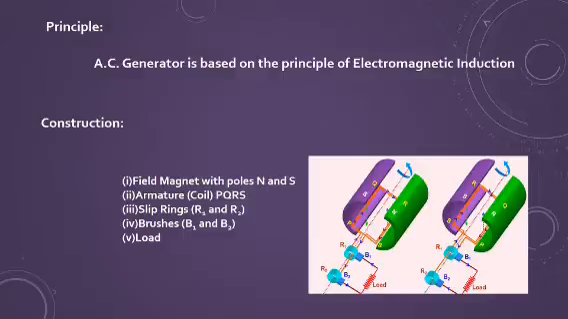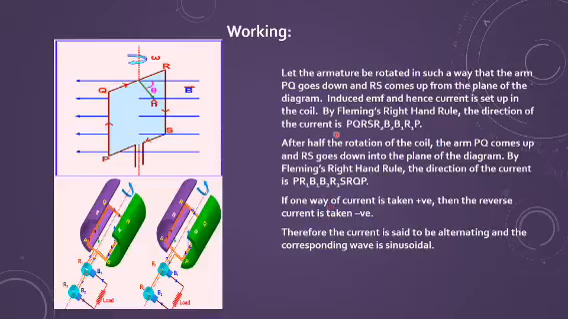Now, working. Even if you don't draw these magnets and these things, you can simply draw this simple diagram showing the armature coil and showing the poles of the magnet, or simply you can draw the magnetic field lines. Magnetic field is from N to S. So this is the direction of the magnetic field, and I am making this coil PQRS. Of course, this coil has to be perpendicular to the magnetic field.